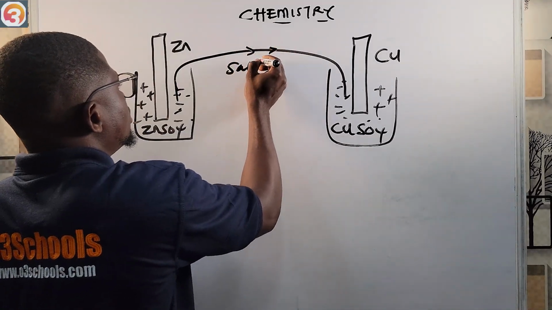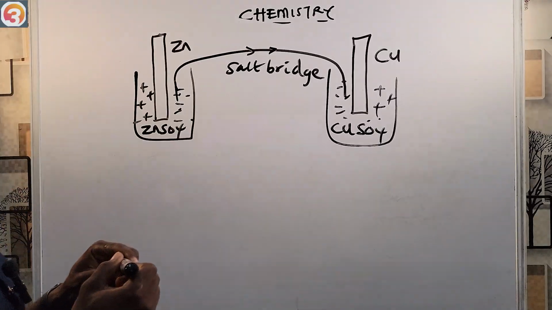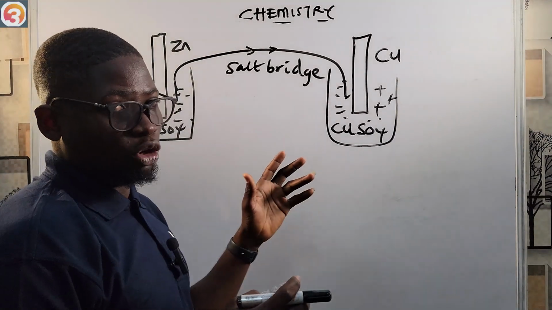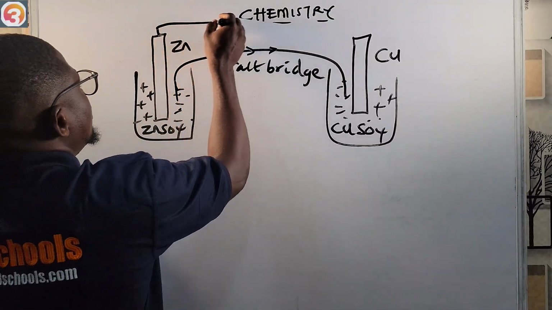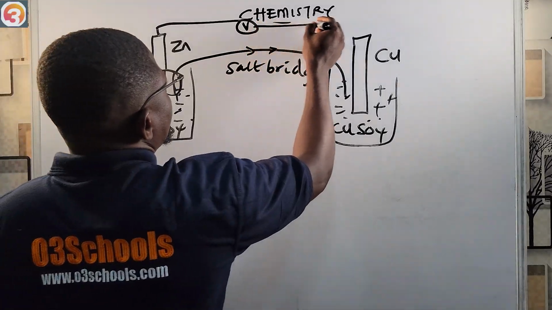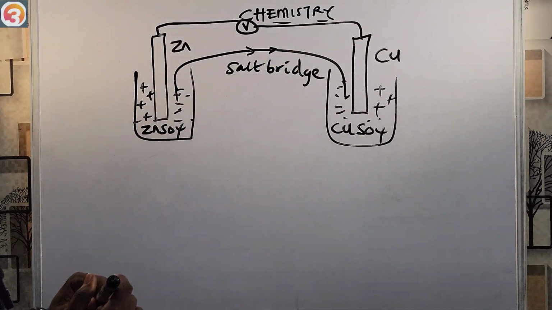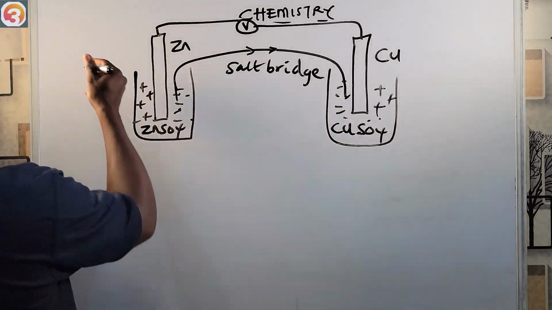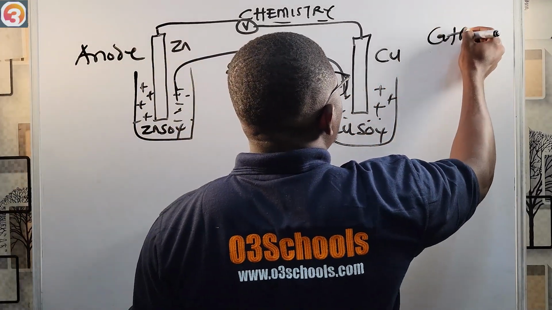Now, after having our salt bridge, it is not done yet. We also need a voltmeter, because a potential difference has to be set up. So we can have a voltmeter connected like this, V, into the cells like this. So our setup is complete. We know that this is of course the anode, and this is the cathode.